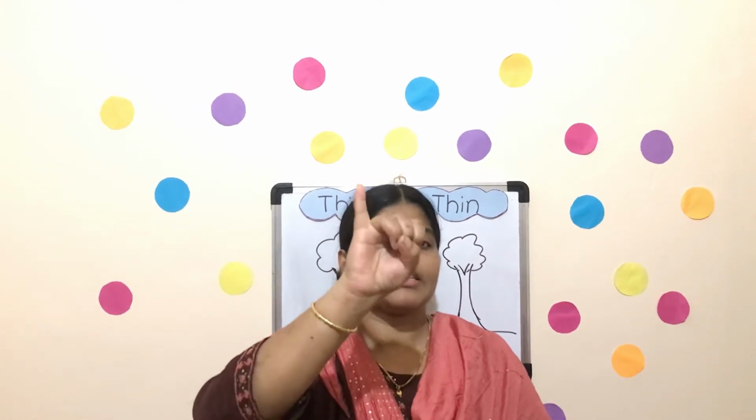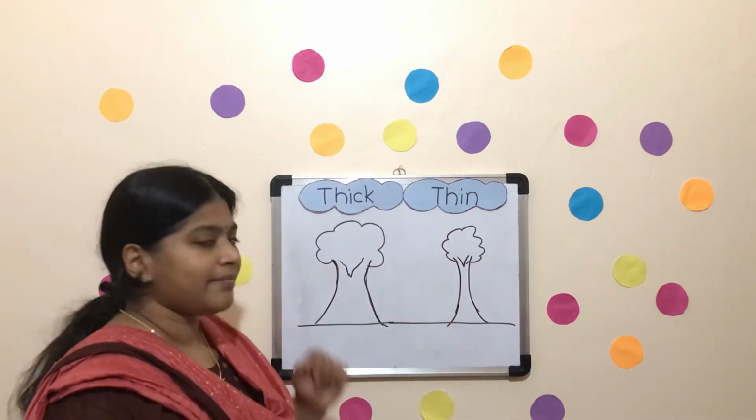Every day we see so many things around us, right? In those things, some are thick and some are thin. Now look at your thumb. Can you show me your thumb? Yes? And this thumb is thick when we compare to the small finger, the baby finger. Just check it. Check your thumb and small finger. Thumb is thick and small finger is thin. Thick, thin.